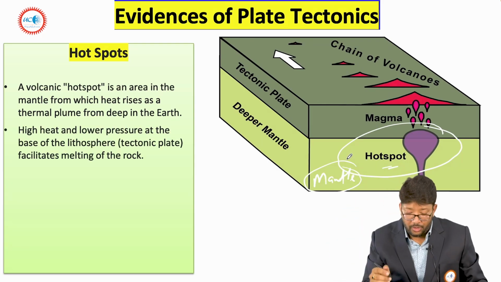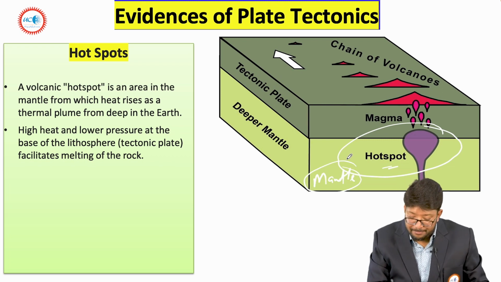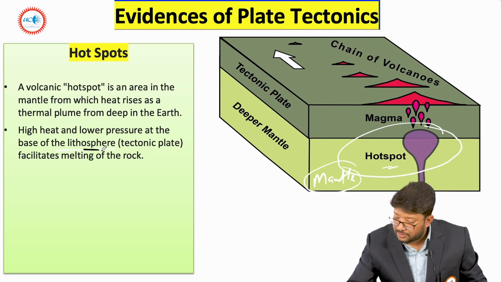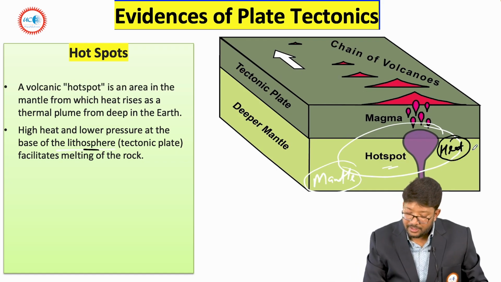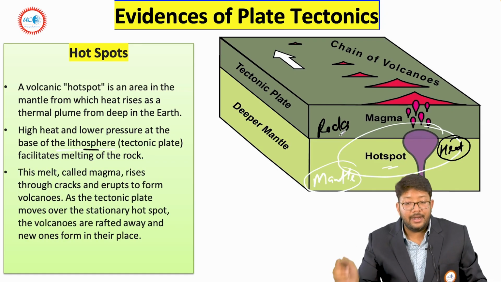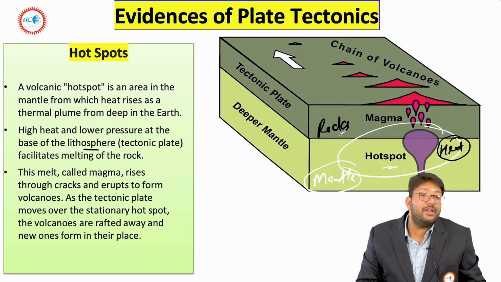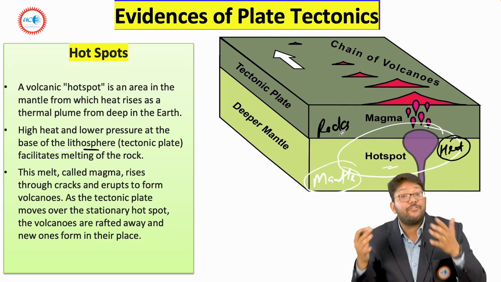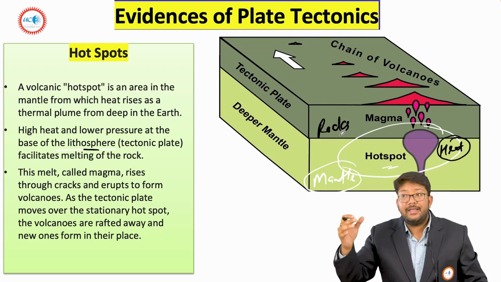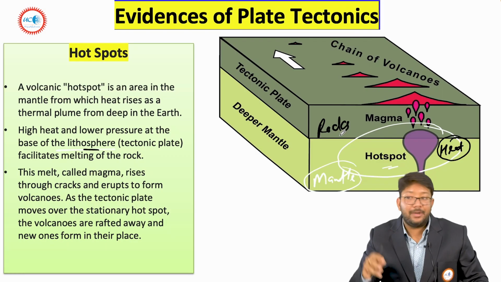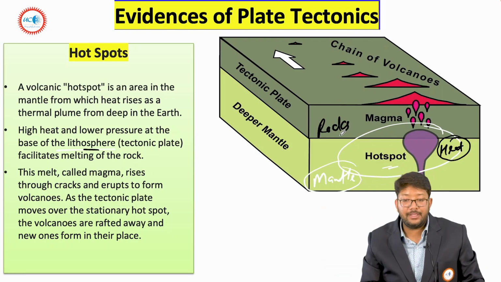High heat and lower pressure at the base of the lithosphere facilitate melting of rocks. What happens in this hotspot? A lot of heat is there. Because of this heat, the rocks above it get melted. Now this melting is called magma. This is how the magma forms. Okay, and subduction at convergent boundaries also adds to this magma.